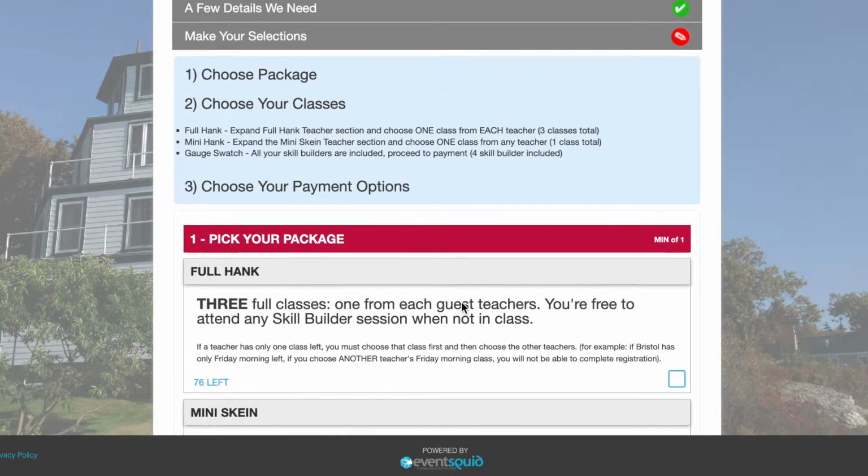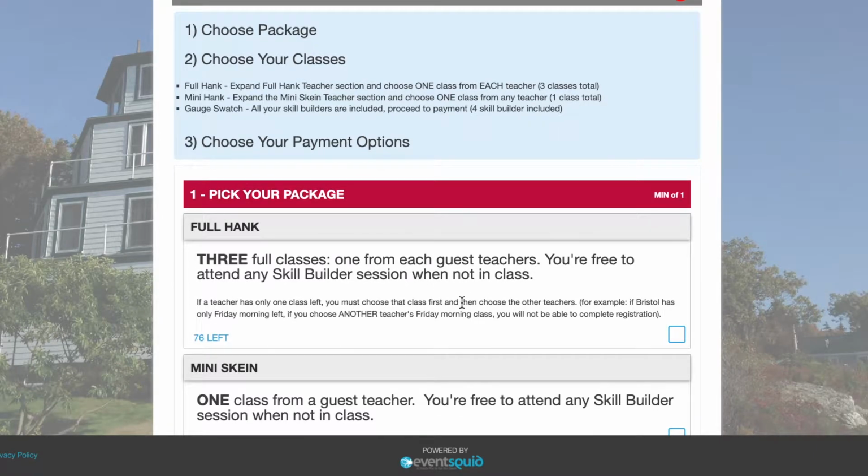Okay, so here's the heart of the meat, the creamy center. 3 steps. You're going to choose your package. Then based on the package, you're going to choose your classes. So let's make sure we really understand this. Full Hank, it says expand full Hank teacher section and choose 1 class from each teacher. If you're mini Hank, oh, that should say skein. I'll fix that later.